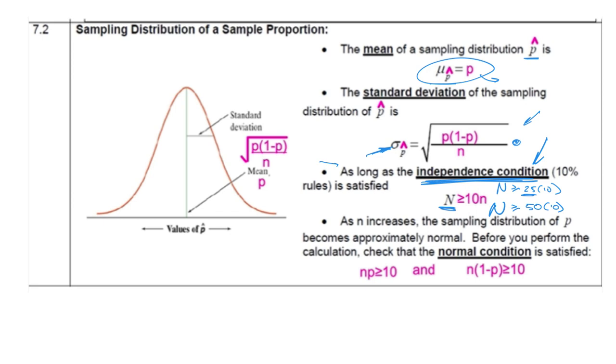We can use this equation for sigma of p hat. Now, as n increases, the sampling distribution becomes approximately normal.